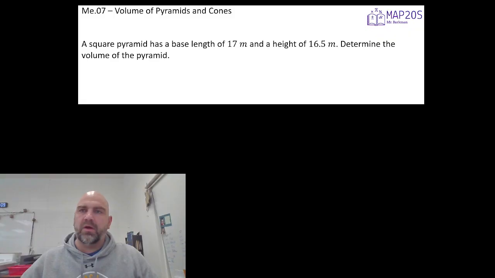We have a word problem. We have a square pyramid that has a base length of 17 meters and a height of 16.5 meters. We want to determine what the volume of the pyramid is. Pause the video, come up with your answer, and unpause when you're ready.